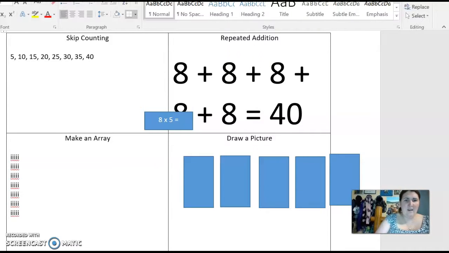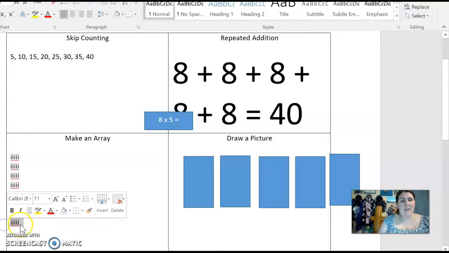Let's see, how many do I have? I have 1, 2, 3, 4, 5, 6, 7. I need one more set. 1, 2, 3, 4, 5. And now I could count. 5, 10, 15, 20, 25, 30, 35, 40.